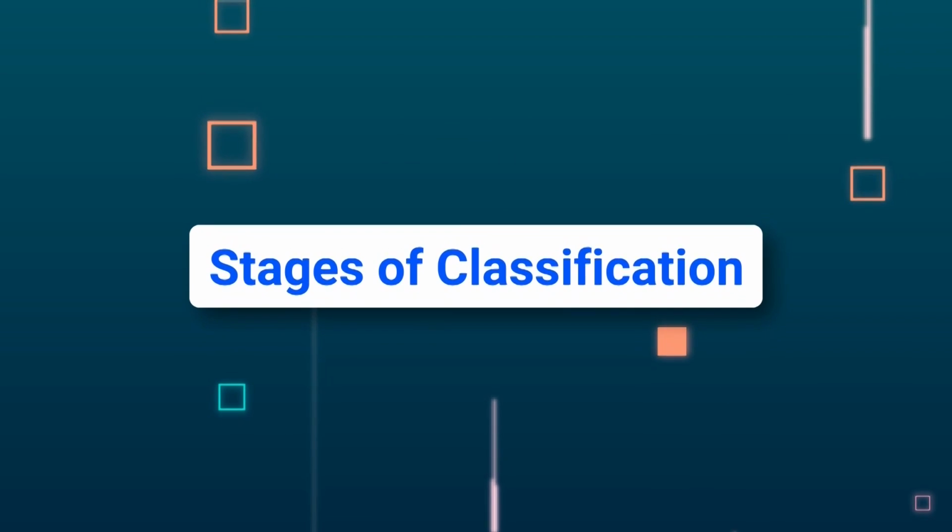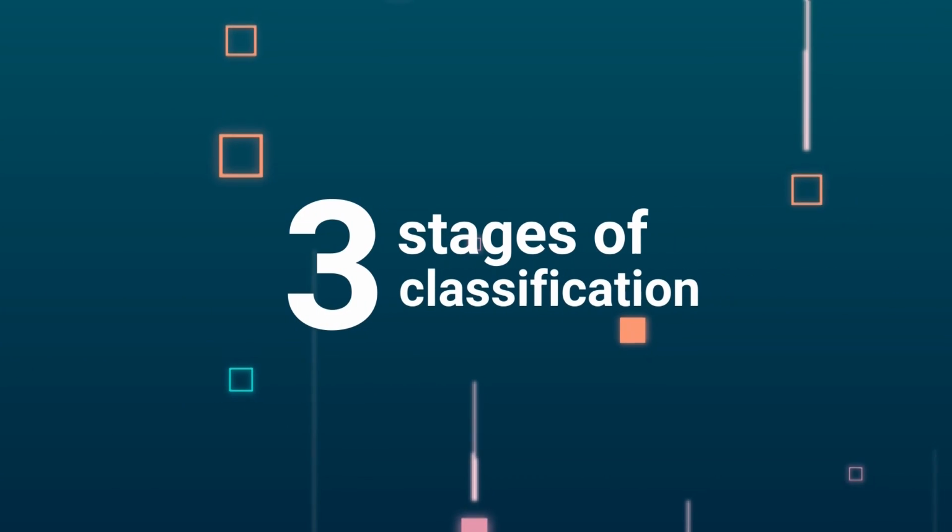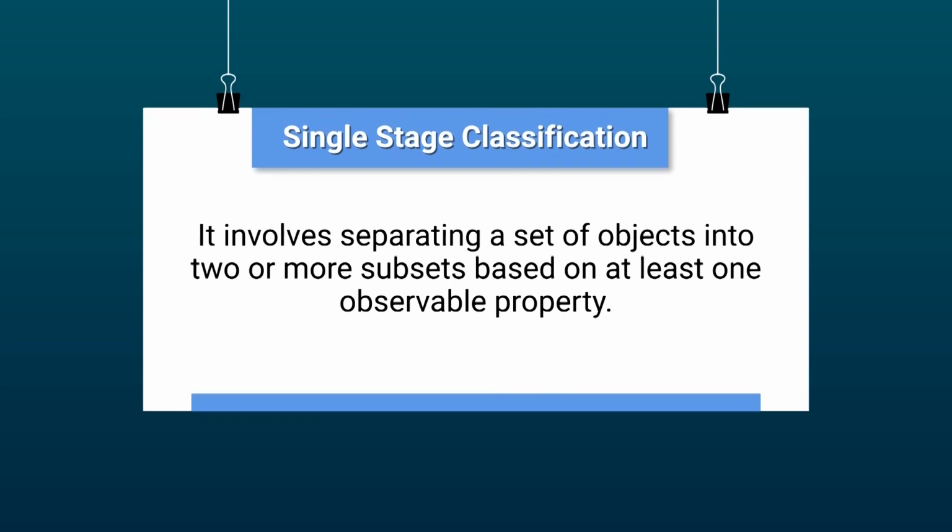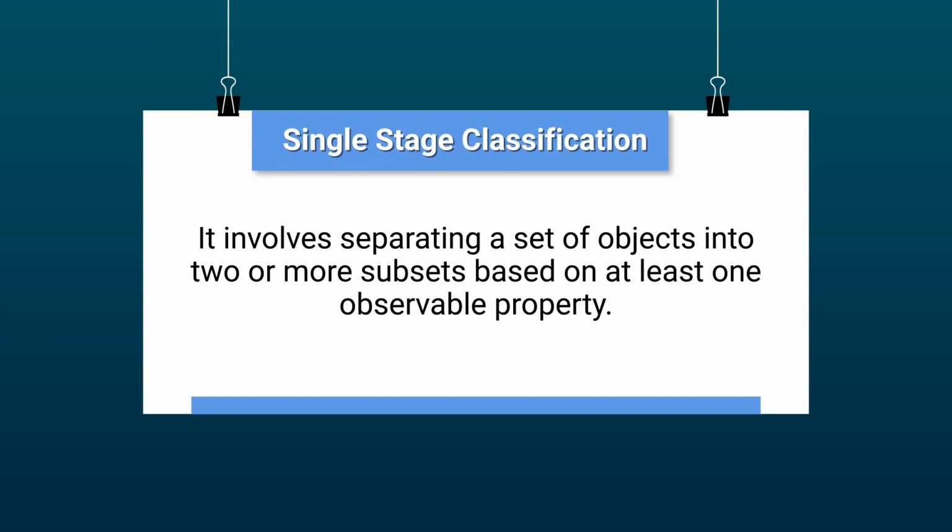Stages of classification. There are 3 stages of classification. Single stage classification. What does it mean? It involves separating a set of objects into two or more subsets based on at least one observable property. For example, clouds are classified into three basic groups: cumulus, stratus, and cirrus clouds. Binary classification is a specific type of single-stage classification. In this simple classification, objects are sorted into two groups based on whether or not they have a certain property.